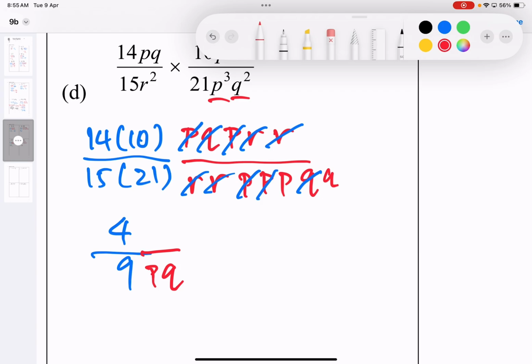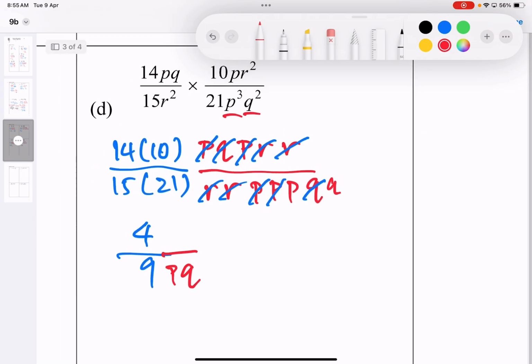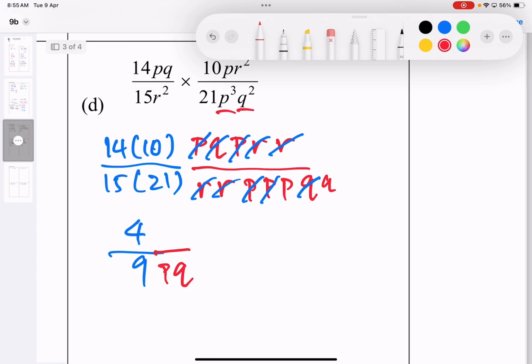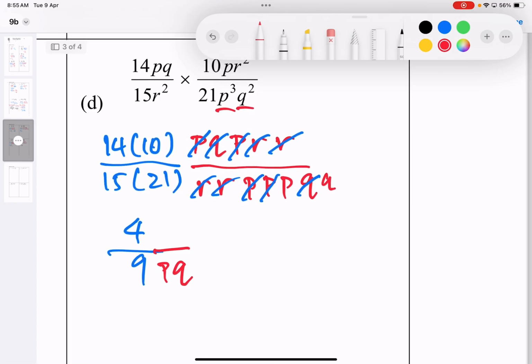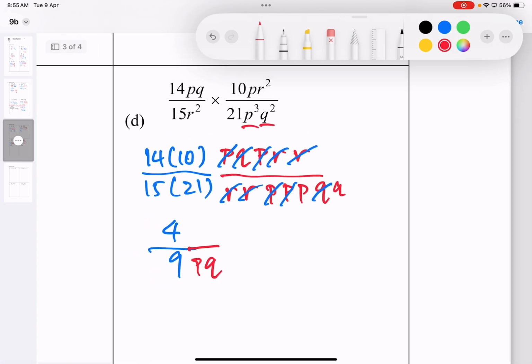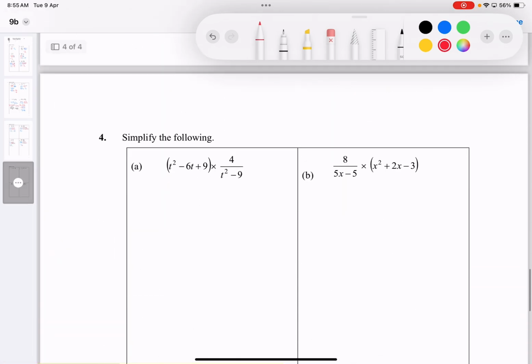There is no reason why you find this question difficult. It's just cancellation and using a calculator only. Okay, it's just cancellation and using a calculator, that's all. So all of you here should be able to do this question. Okay, let's look at the next question.